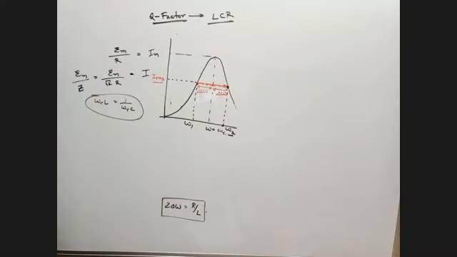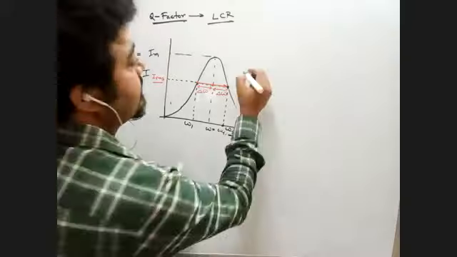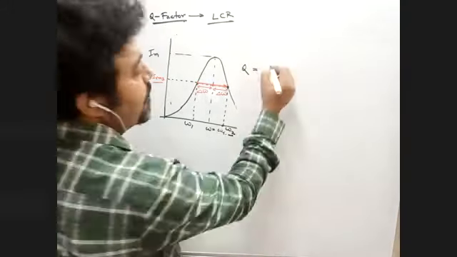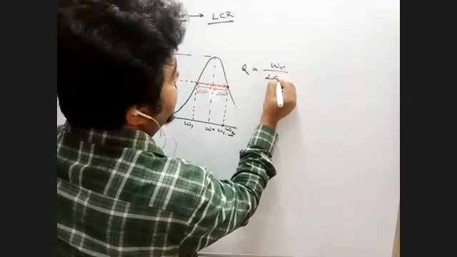Now we can show you one by one. That is, my Q factor is omega R by bandwidth.